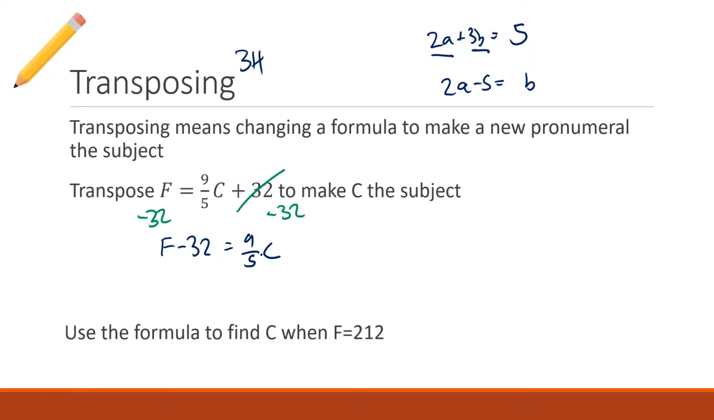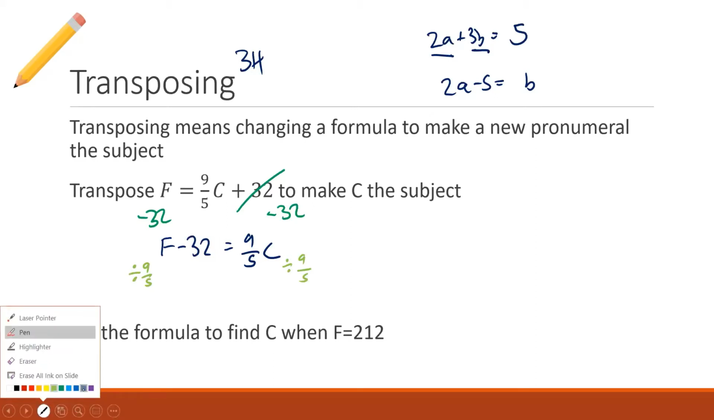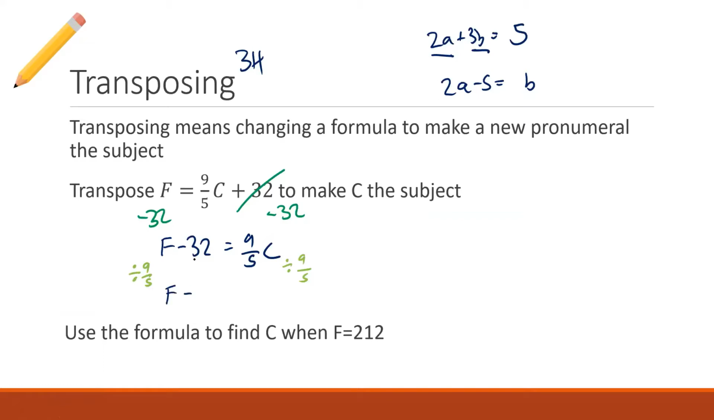Now, my internet's bad, so I'm just going to slow down a sec. The last step is to divide by 9/5. Now, there are a couple of ways to do this. I would prefer just to do it in a couple of steps, but in slow-mo. F minus 32, all of that is divided by 9/5.